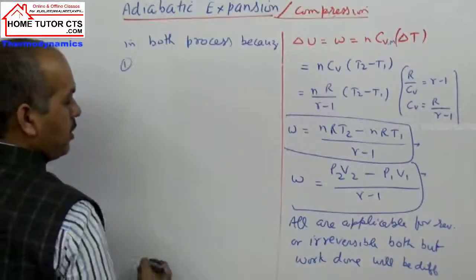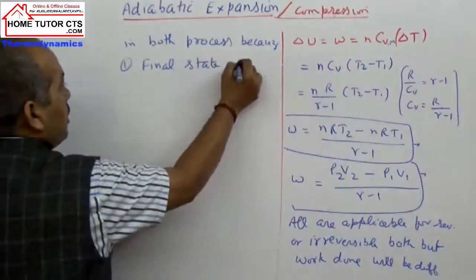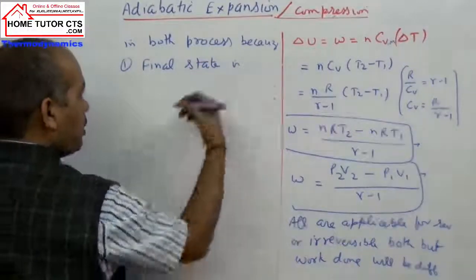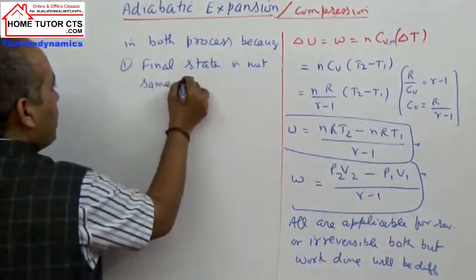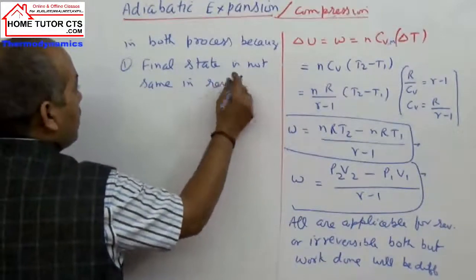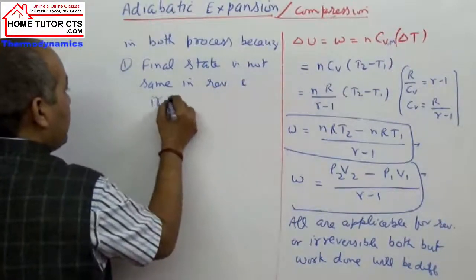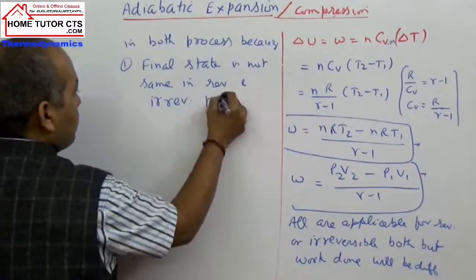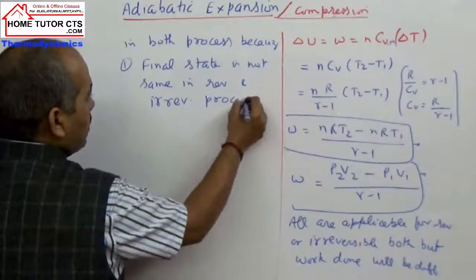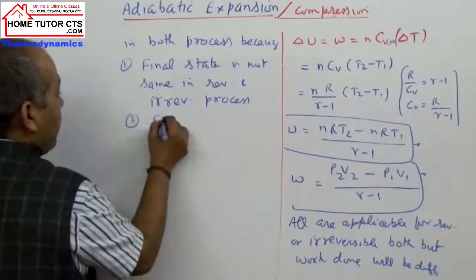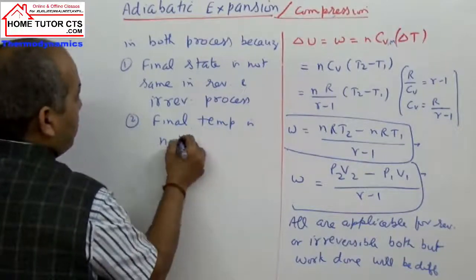First, I can write here the reason that the final state is not the same, it is different. The final state is not the same in a reversible or irreversible process. Second point, in both cases the final temperature is not the same.